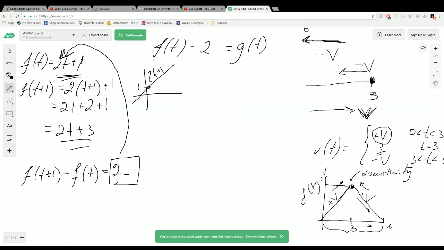Now g of t is that minus 2. What does that mean? That means for every value that I have on the line, decrease that value by 2. Bring it down 2 units. So this point, the y-intercept, that was at height 1. If I bring it down 2 units, where does it end up? If I bring it down 1, I go to 0. I go down 1 more, I go to -1. So my new y-intercept is -1. And that happens to every point on this line.